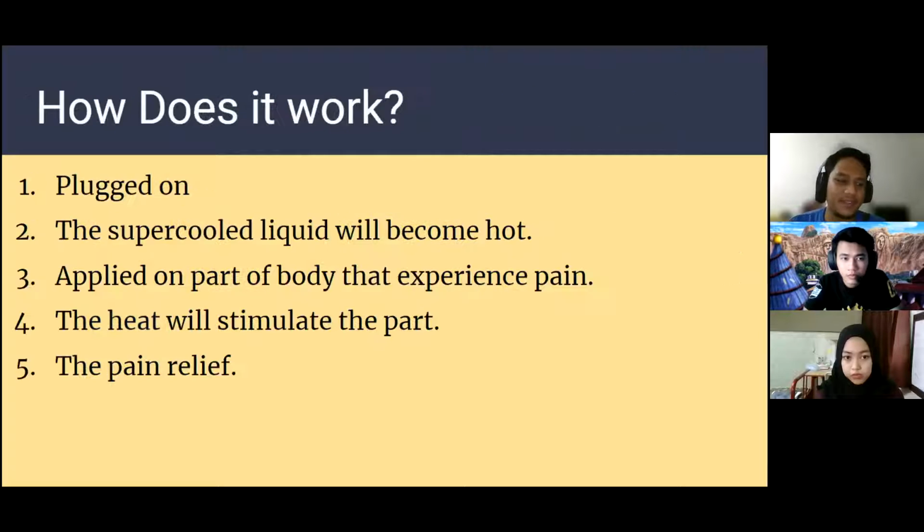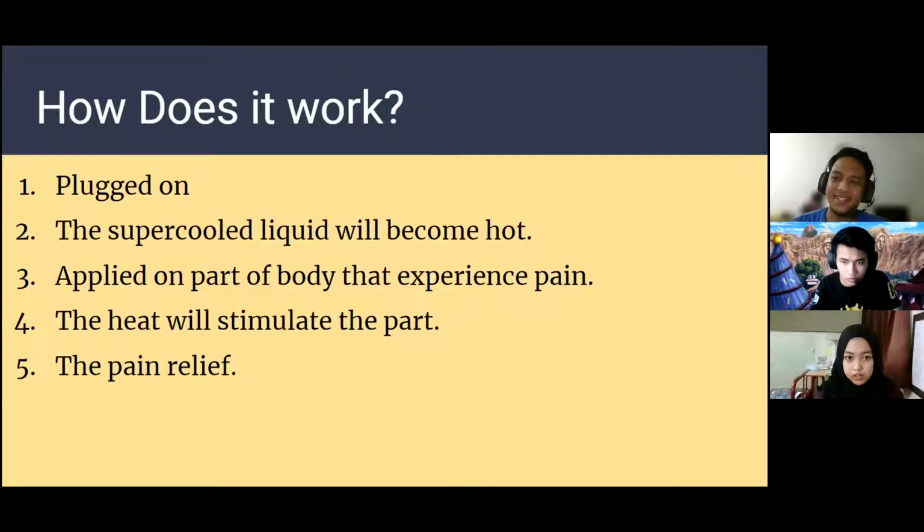Okay, so how does this electrical heat pad work? First we switch on the plug, then the supercooled liquid will become hot, and then we apply it on the body part that pains, and the heat will stimulate the part and the pain will be relieved.